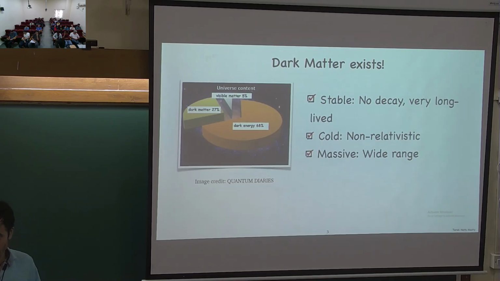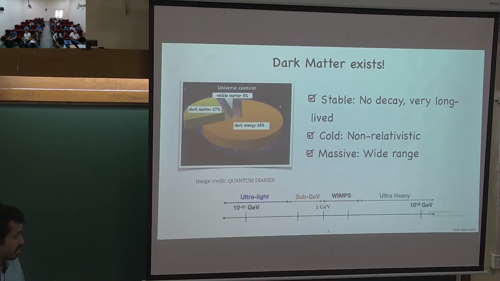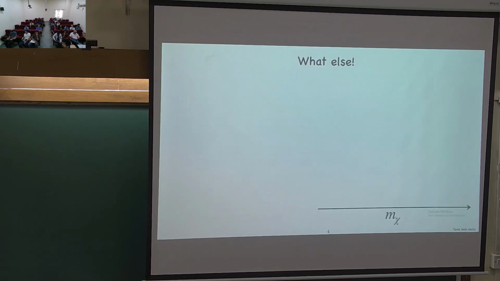Gravity is the only thing through which we get to know about it. And the allowed mass range spans almost 90 orders of magnitude. Now, given it has mass, what else could it have? We don't know what else it could have. We want to know it.